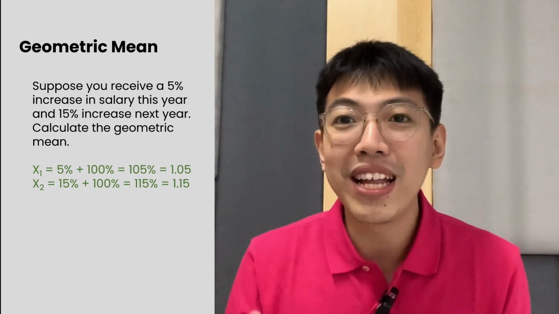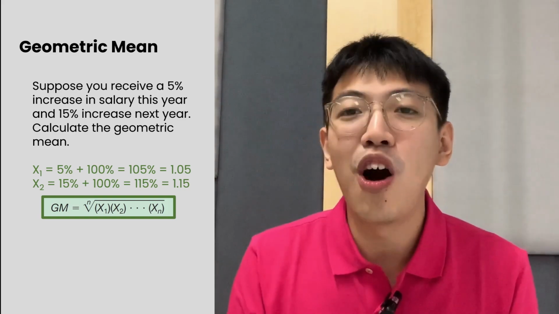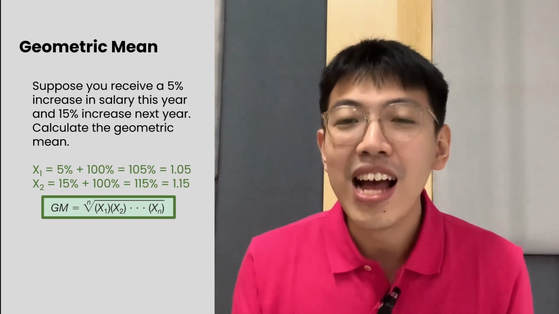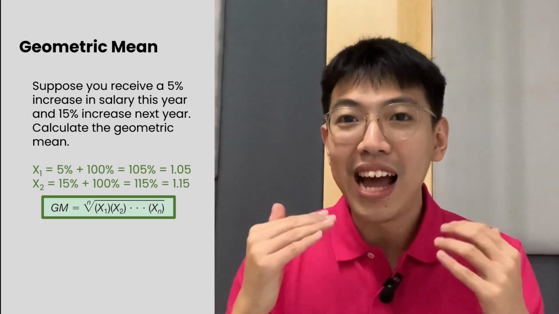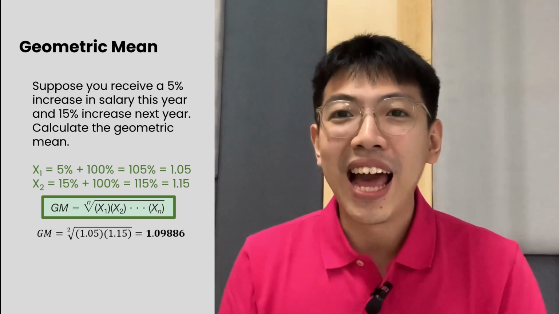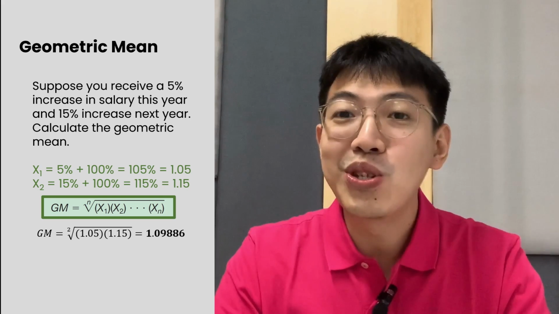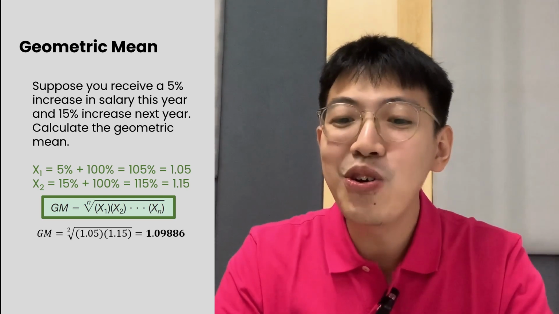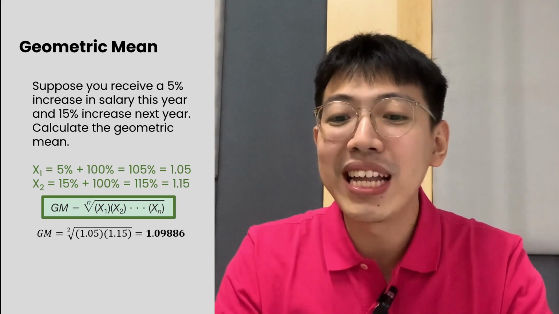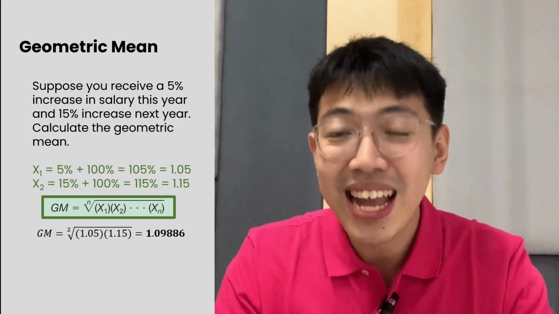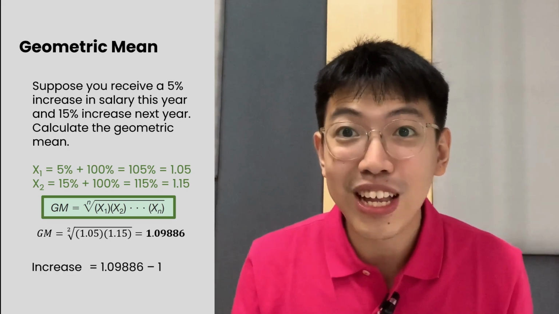115% equals to 1.15. So to find the geometric mean, the formula will be the nth root of the multiplication of the data. Since there are two data, it means the square root of x1 and x2. The x1 is 1.05, the x2 will be 1.15. So the result will be 1.09886 or 109.886%.